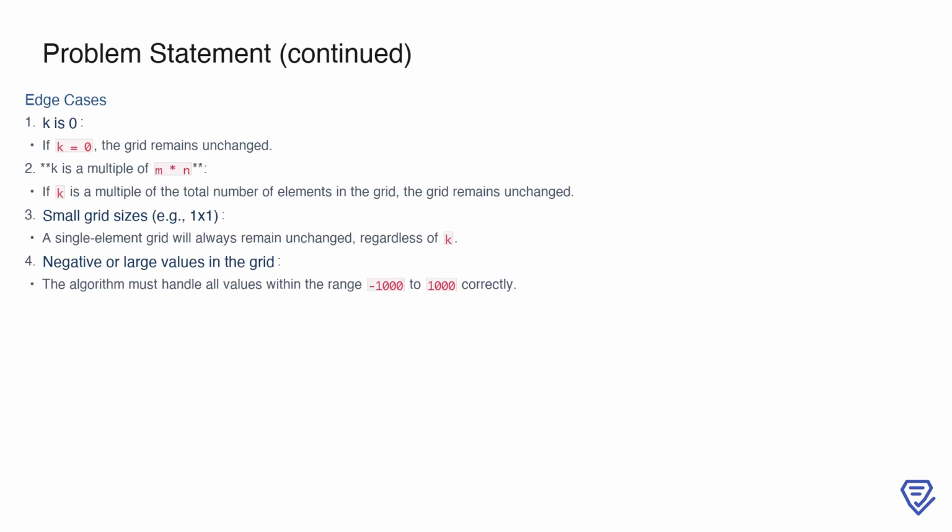Now let's consider some edge cases. First, if k is 0, no shifts are performed, and the grid remains unchanged. Second, if k is a multiple of the total number of elements, the grid will also remain unchanged, as every element will return to its original position. Third, for small grid sizes, such as a 1x1 grid, the grid will always remain the same regardless of the value of k. Lastly, the grid may contain negative or large values within the range of -1000 to 1000, and the algorithm must handle these values correctly without any issues.